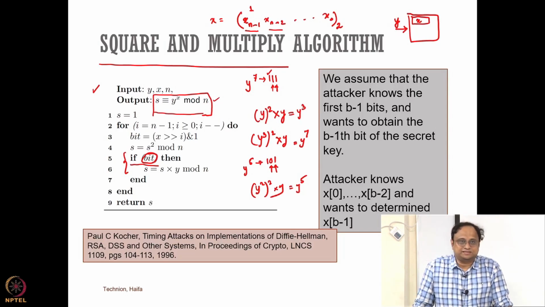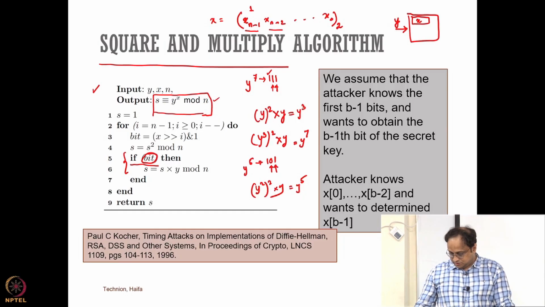Is this function clear to all of you? Okay. So now let's see how we can exploit it.